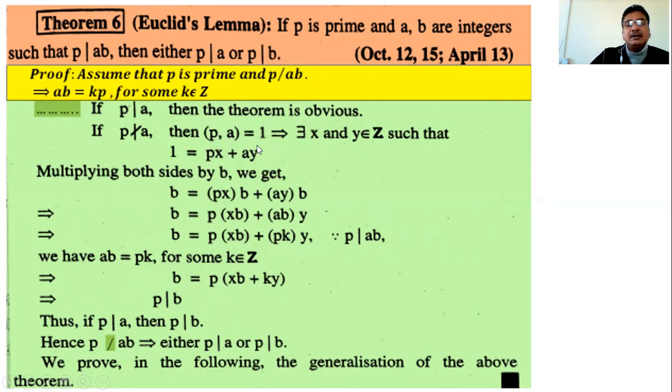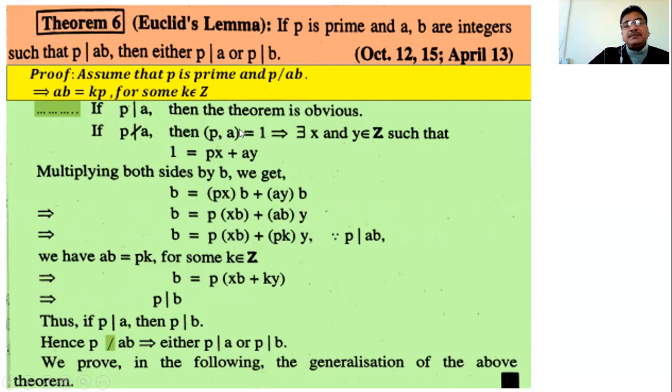Means we have to find the common divisors of P and A. So what are the divisors of P? 1 and P. So 1 is a common divisor of P and A. And another divisor of P is only P.